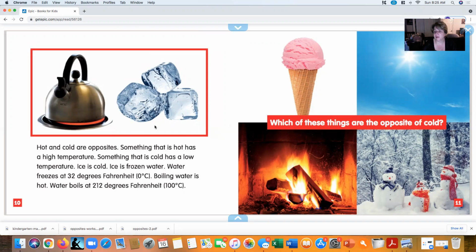Which of these things are opposite of cold? Well, we have some cold things here. This one here, the snowmen are cold, and the ice cream is cold. Are these two cold? The sun shining is hot, or warm at least, and the fire is hot. So opposite of hot is cold.